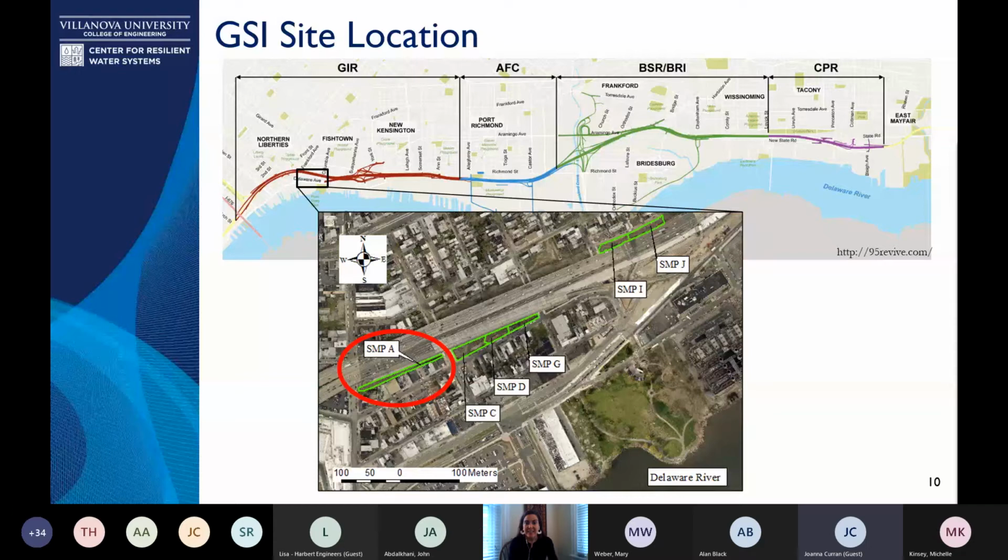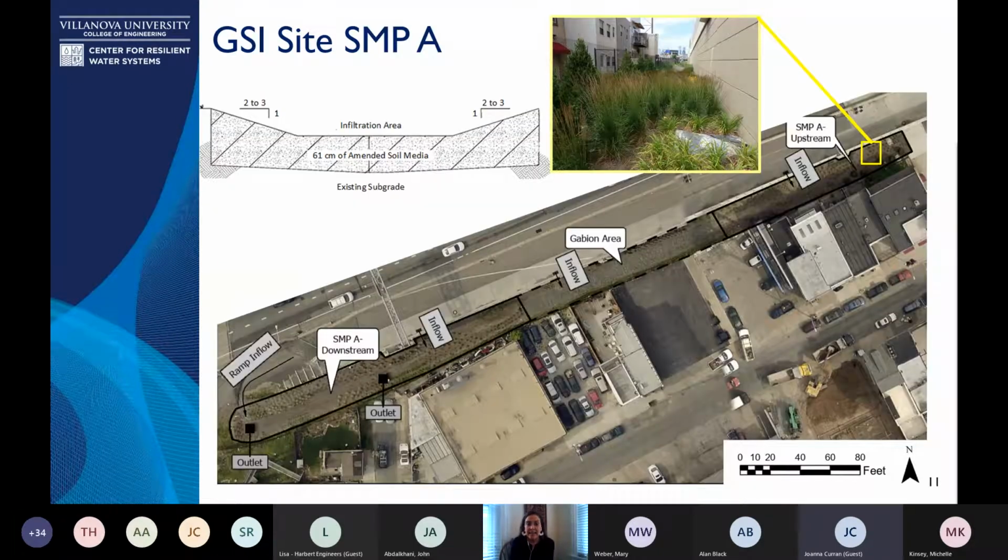The location for this study is part of an I-95 rehabilitation project shown at the top in different colors. And then at the bottom in this red circle, this is where we're actually modeling. I'll refer to it as SMPA. So there's several SMPs, stormwater management practices, along this corridor, and we're going to focus in at SMPA. And here we just have an image where it's divided into three sections, an upstream section, and then a gabion area, and then a downstream section.